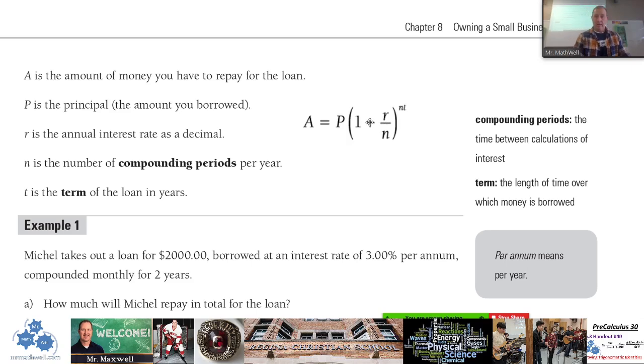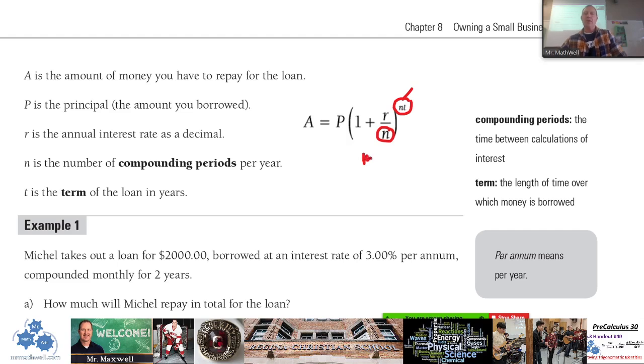All right, where are we at? T. Okay, T is the term in years. So compounding periods per year. And this part right here, this NT, that is the total number of compounding periods. This N is compounding periods per year, and then when you multiply by the years, that's the total number of compounding periods.